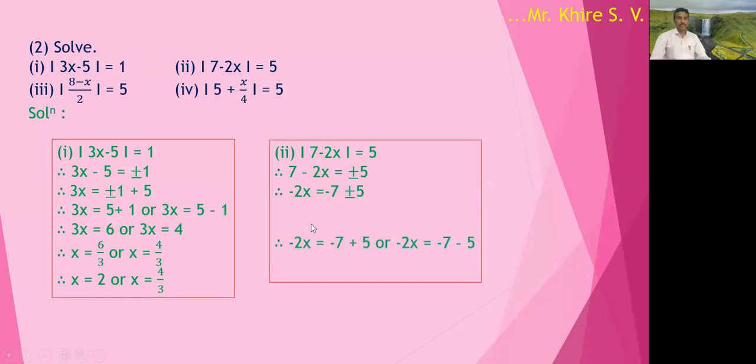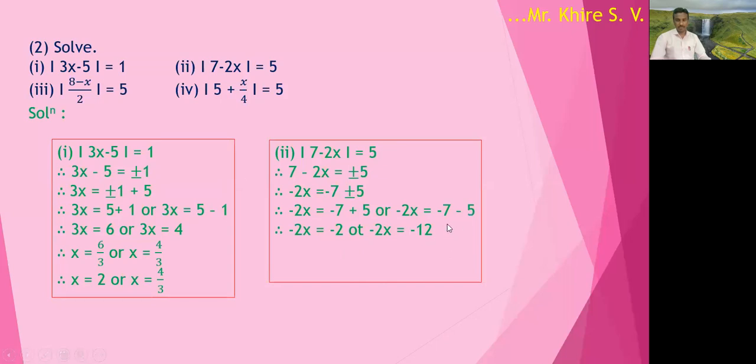Therefore, minus 2x is equal to minus 7 plus 5, or minus 2x is equal to minus 7 minus 5. Therefore, minus 2x is equal to minus 7 plus 5 means minus 2, or minus 2x is equal to minus 7 minus 5 means minus 12.